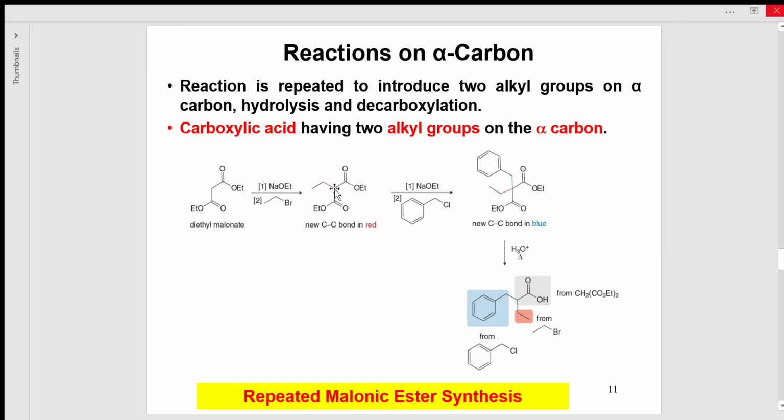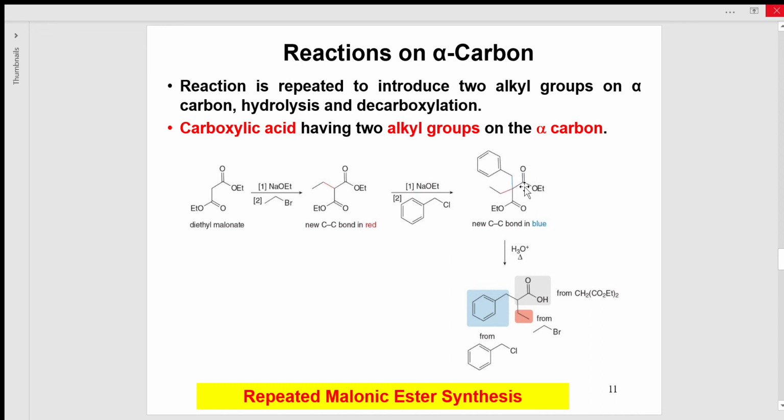At this moment, we still have one hydrogen. I hope you can see there is one hydrogen here. This hydrogen is still at the alpha position of the two carbonyl groups. So we can use the base to deprotonate this carbon to form an enolate. If we have a second alkyl halide, we can introduce the second alkyl group to the alpha position.